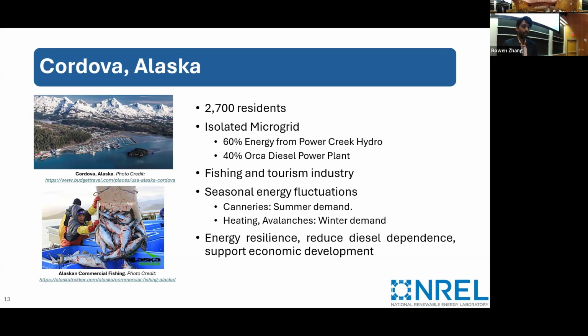And for Cordova, Alaska, they mainly have the fishing and tourism industry, but this region has a pretty high seasonal fluctuation in electricity demand, because in summer you have to store your food, which requires a lot of energy. And in the winters, when you have snowfall and the water freezes, heating also requires a lot of energy. So because of that, this city has a lot of energy fluctuations.